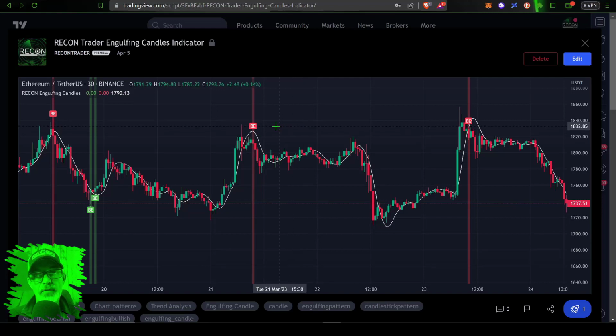Now, I'm aware that there are other engulfing candle indicators available out on TradingView. However, I have customized this indicator to help weed out some of the false prints that you might get from those other indicators. And by doing so, I incorporated a moving average, which is the white line you see running through the screen. And I incorporated RSI, which is a momentum-based indicator and can help also identify trend reversals.